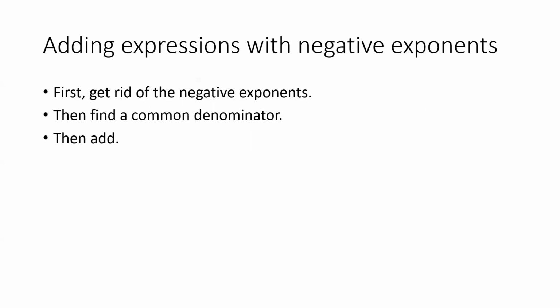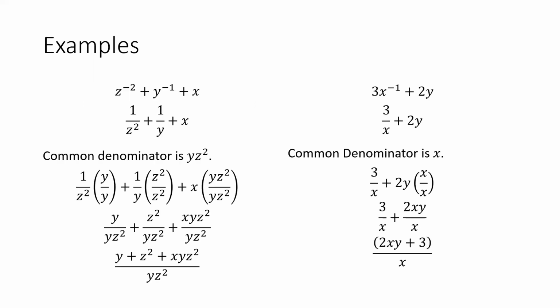Okay, so if we're adding fractions with negative exponents, you get rid of the negative exponents first, and then you do it just like we did last time. Nope, that's it. So if you have a negative exponent in the numerator, it needs to go to the denominator, and if it's already in the denominator, it needs to go to the numerator. And then you find your common denominators, then you add. It's not complicated at all. So here's a couple of examples.